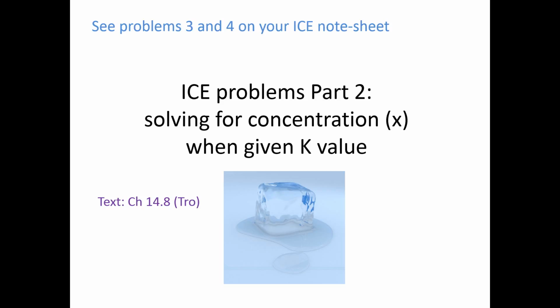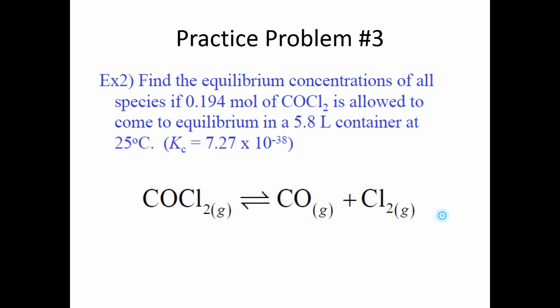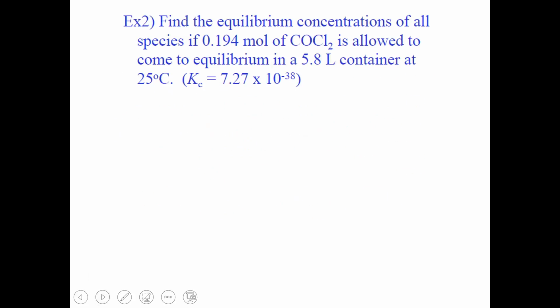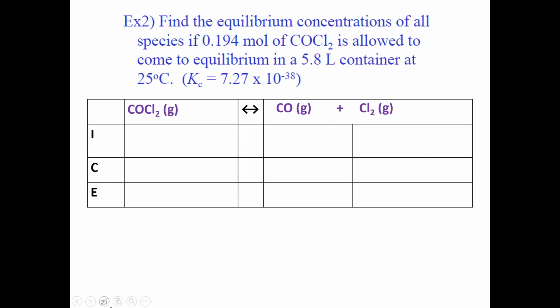Alright, so now let's apply this to a problem in which we're given a K value and we're trying to solve for concentration. Here's this practice problem. We've got COCl2 allowed to come to equilibrium, and we've got our balanced chemical equation right here. They give us a value of K, and they tell us a number of moles and a volume in liters. Since this is a Kc expression, all the values we use need to be in molarity. So we're going to use molarity equals moles per liter to turn these values into something we can use. Okay, so let's flip over to the next page and get an ice chart set up here.